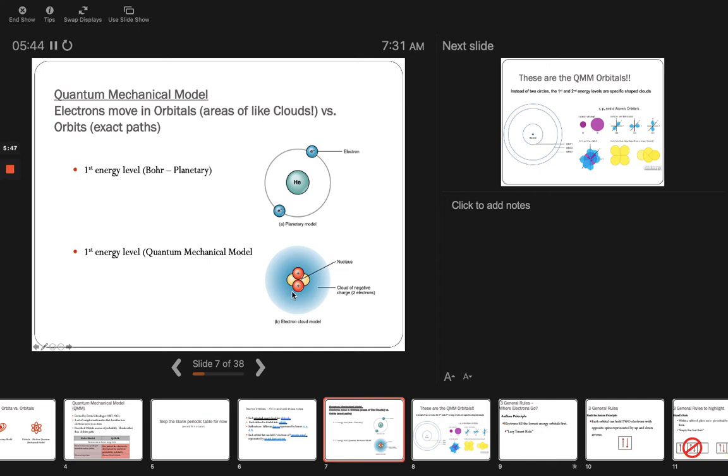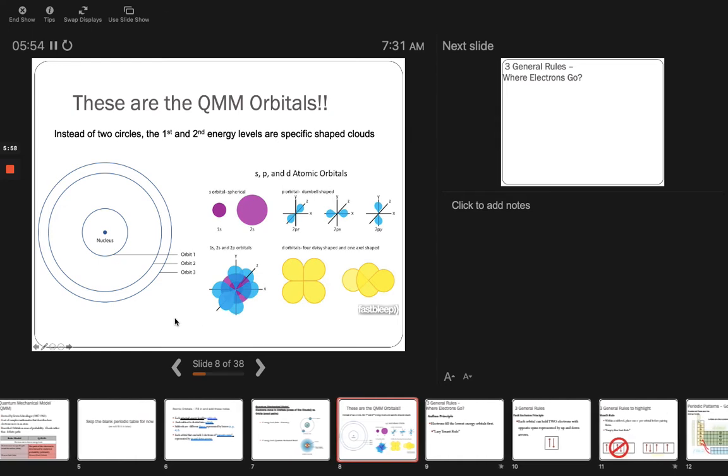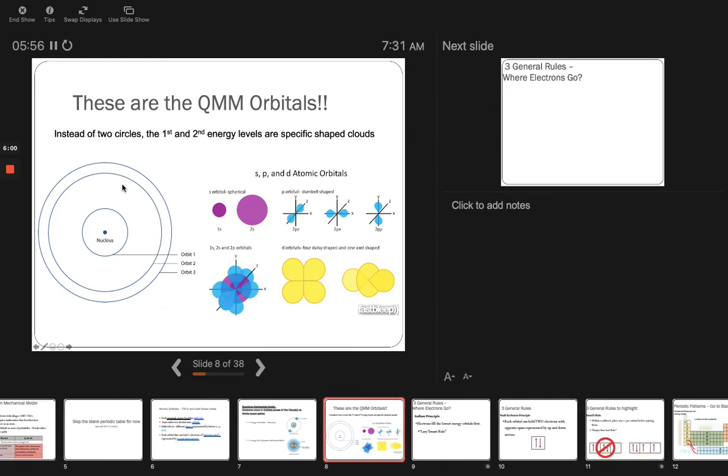This is the first orbital in the quantum mechanical model and the first energy level. And in this spherical space, somewhere in there would be 2 electrons. All right, so again, let me just give you a contrast. In the Bohr model, this might be the first energy level and then the second energy level and the third energy level where the electrons would be.